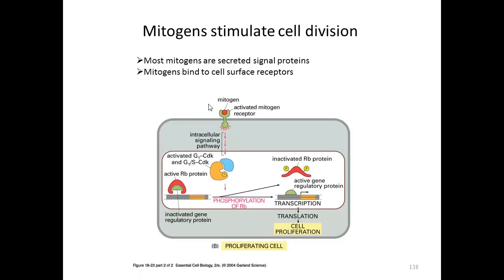Mitogens are a particular class of ligands which will trigger cell division. They will do this by inactivating a protein called RB, or the retinoblastoma protein. This is a brake on the cell cycle. This is a tumor suppressor. When it gets inactivated by phosphorylation, genes are now transcribed that allow the cell to pass the start checkpoint and allow for the cell cycle and cell division.